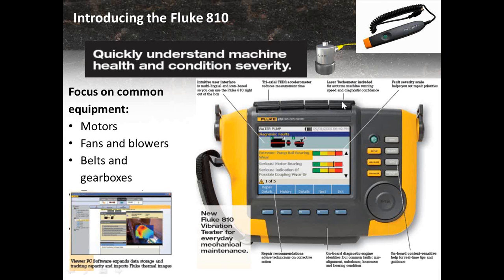And the last connection is the laser tachometer, and you can see the laser tachometer up in the upper right hand corner, this is a picture of it. That allows us to capture the speed of the rotating shaft to make sure that we have a good input for our vibration system. Over on the right are the buttons and the dials and things to be able to control the 810. Over on the left, we've already talked about that we're going to use this on our common standard types of machines.